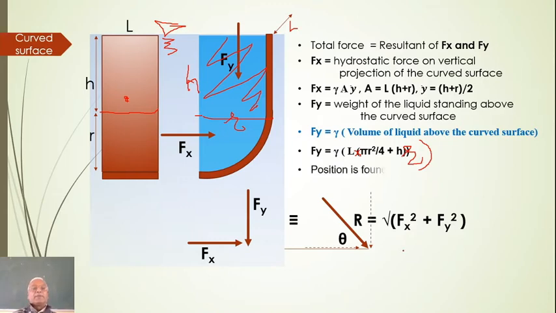That's how it is. So the position is found in the usual manner, in the sense, using Varignon's theorem one can find the actual position of the resultant. Varignon's theorem states that the moment of a resultant is equal to the sum of moments of component forces.